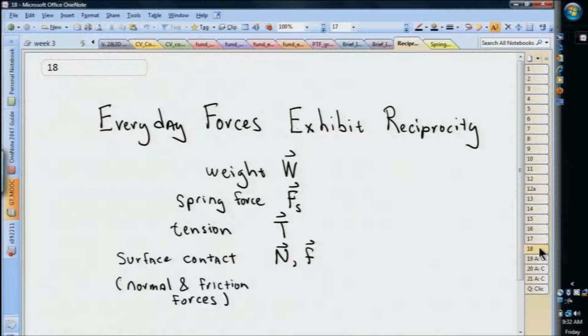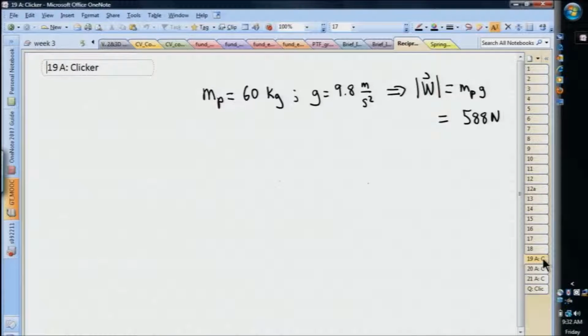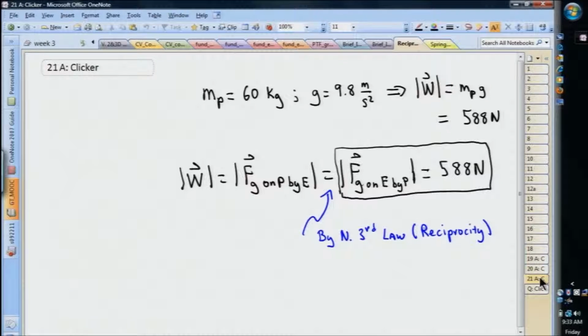Before we do that, let's try this question. Since we are given the mass of the person, we use knowledge of g, the strength of the gravitational field near the Earth's surface, to find the magnitude of the weight force on the person. Or, more explicitly, since the weight force is just the gravitational force on the person by the Earth, then by Newton's third law, reciprocity tells us that the magnitude of the weight force must also be equal to the magnitude of the gravitational force on the Earth by the person.